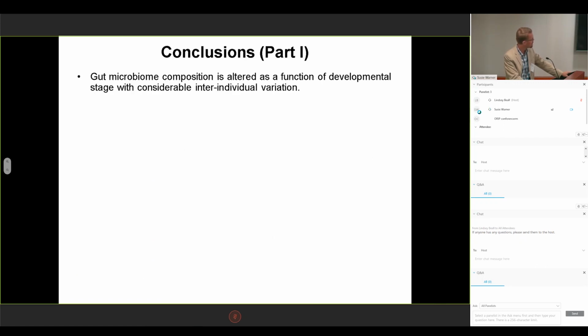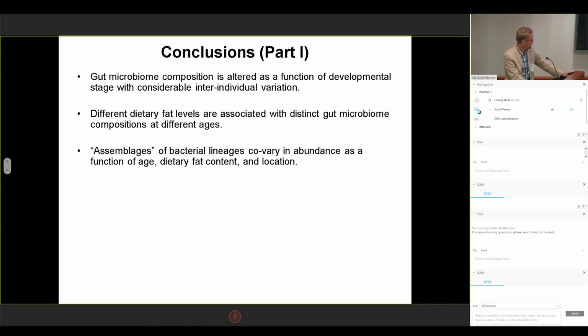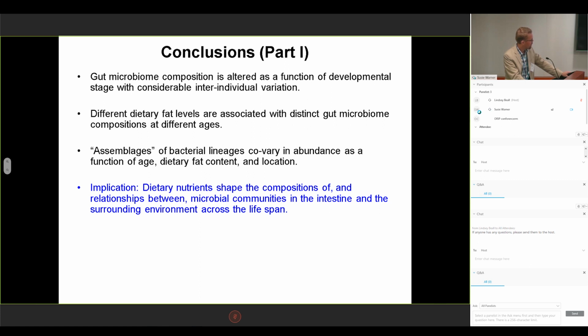And so just to summarize this part, we've seen that the gut microbiome is altered as a function of developmental stage, and also as a function of the individual. There's a significant degree of inter-individual variation, even within animals within a single tank. Dietary fat affects gut microbiome composition as well as the water, and those effects differ at different developmental ages. We can identify co-occurring groups of microbes that seem to be interacting either nutritionally or physically in ways that we do not understand. And those assemblages can vary as a function of age and fat content as well. And the implication here is that dietary nutrients do shape the composition of the gut microbiota and of the surrounding water across the lifespan.